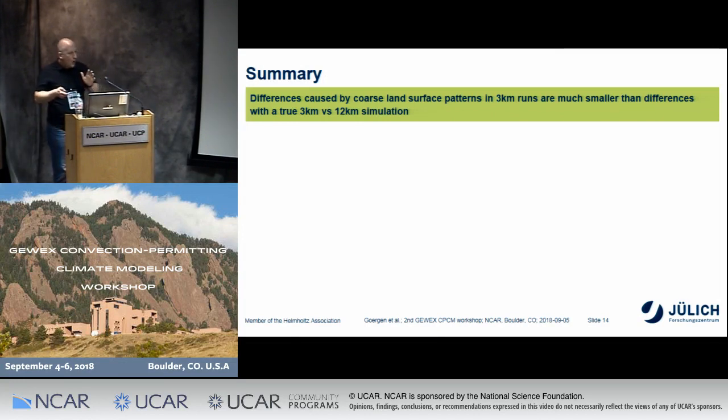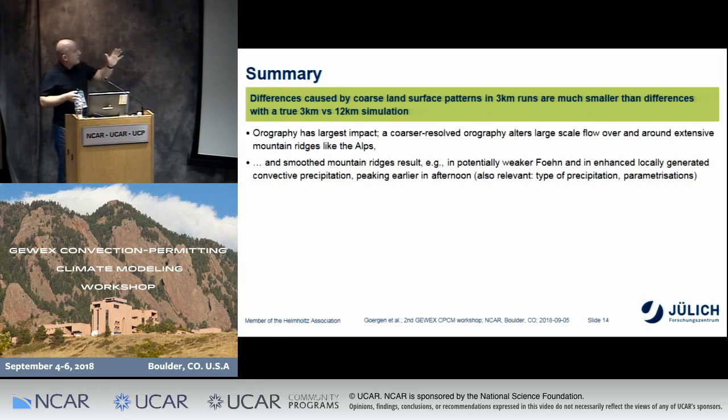Straight away, the differences caused by what we did here in this experiment are certainly smaller than the differences you see when you go from a true 3 kilometer to 12 kilometers. Yeah? It's not overruling this. But what we saw in the study, orography has the largest impact. Coarser resolved orography in this study alters large-scale flow over and around extensive mountain ranges like the Alps. And smooth mountain ridges result, for example, in this potentially weaker Föhn and in enhanced locally generated convective precip.